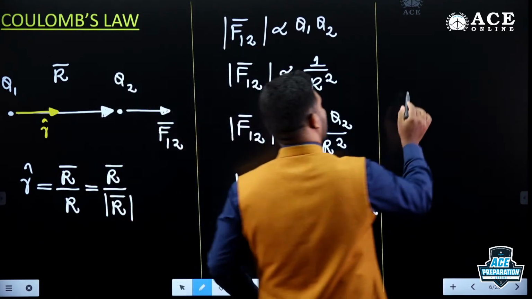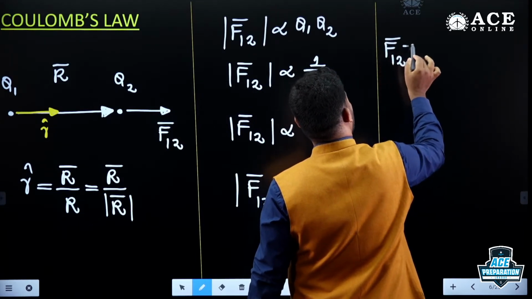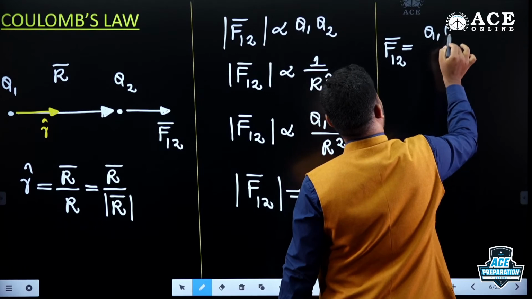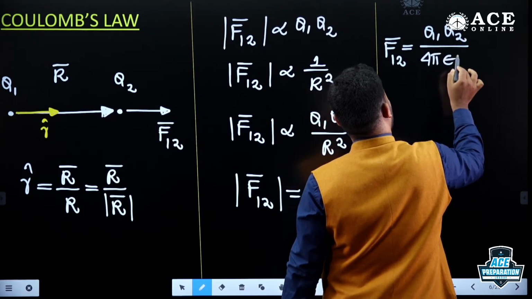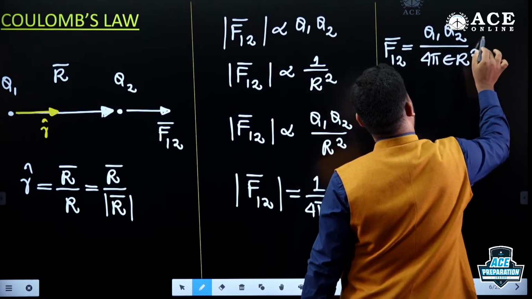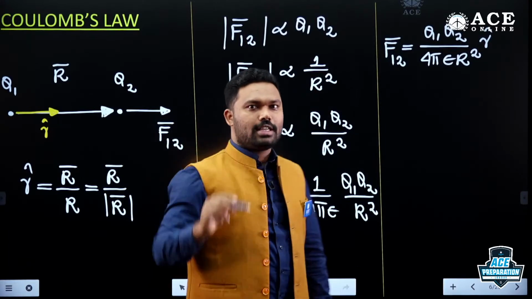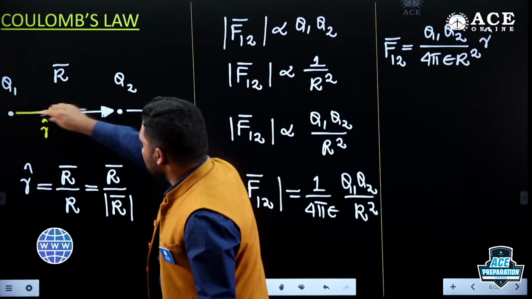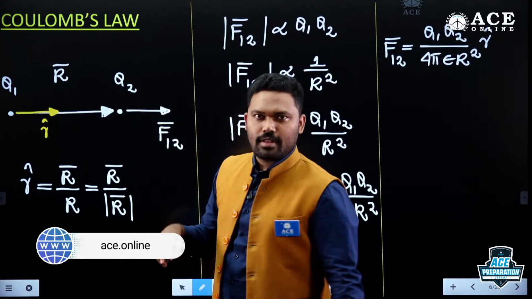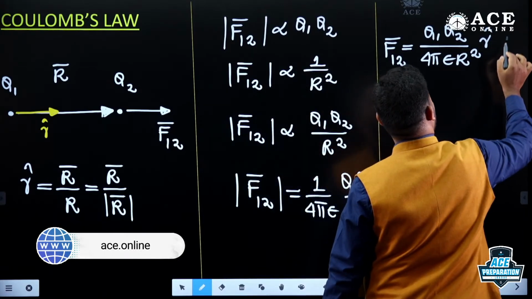Suppose you want to write it in the vector form, F12 is equal to Q1, Q2 divided by 4 pi epsilon into r square. I want to write it as a vector. So what is the direction? A unit vector direction. What is the unit vector? The line joining these 2 points. So this is the direction. Clear? Fine. The unit for this one is the newton.